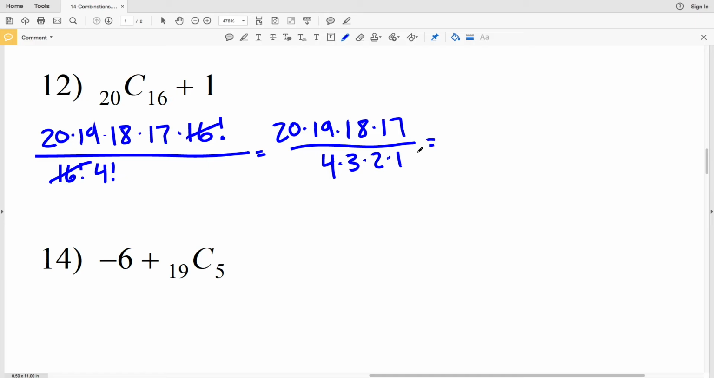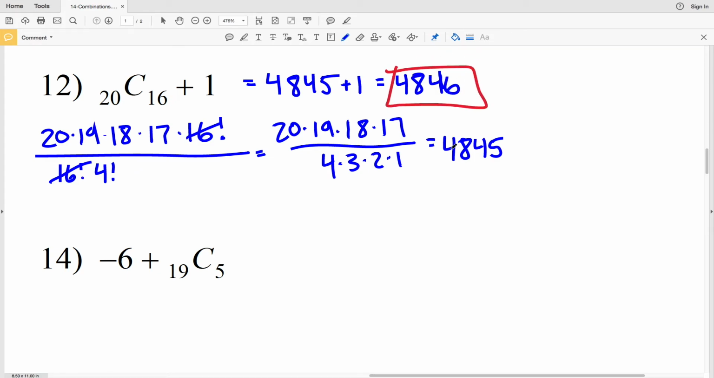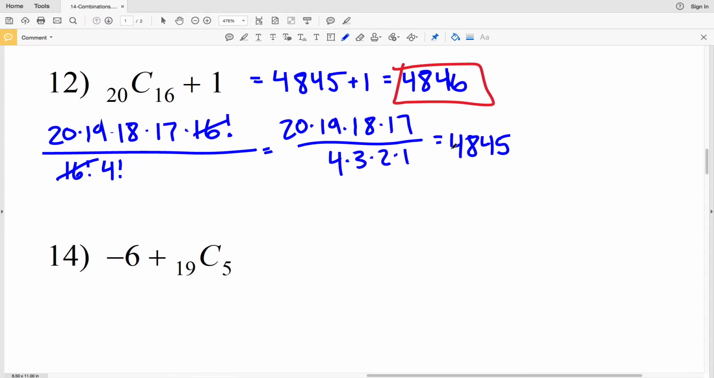20 times 19 times 18 times 17 is equal to 116,280, and when I divide that by 4 times 3 times 2 times 1, which is 24, I'll get 4,845. However, I'm not done because I'm adding 1 to that. So 4,845 plus 1 equals 4,846. 4,846 is my solution in number 12.